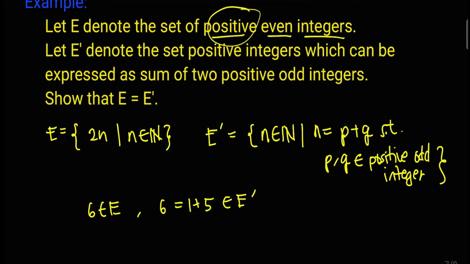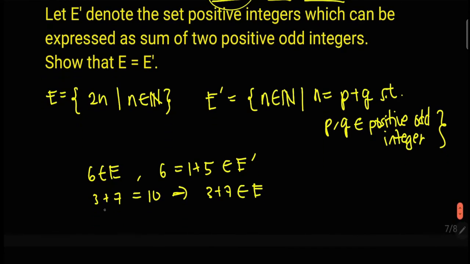Now, on the other hand, if I get an element of E prime, is it an element of E? For example, I get two odd integers. Let's say I get 3 plus 7. Now, 3 plus 7 is 10. So, indeed, 3 plus 7 is an element of E. So, we started with an element of E prime and we end up with an element of E. A while ago, we started with an element of E, then we were able to show that it is an element of E prime. So, that's what we want to show. We want to show in general that it is true.